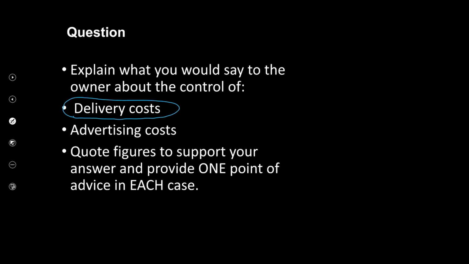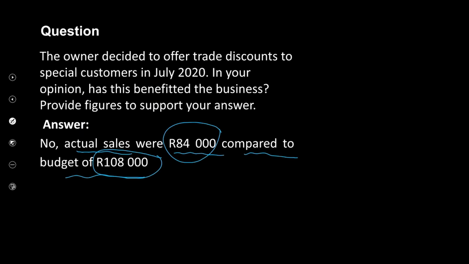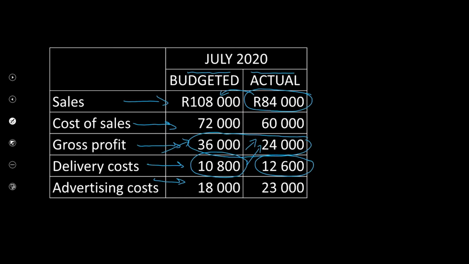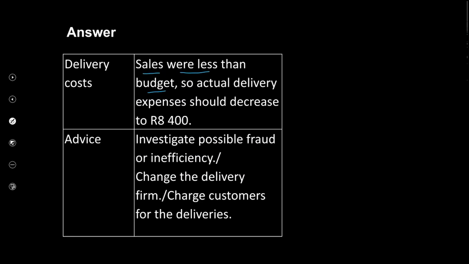Let's look at our responses here. With regards to the delivery cost, our sales were less than the budget. Okay, let's check that out. Our sales definitely were less than the budget, as you can clearly see. You budgeted 108,000, you actually had sales of 84,000, meaning that your sales were less than your budget.